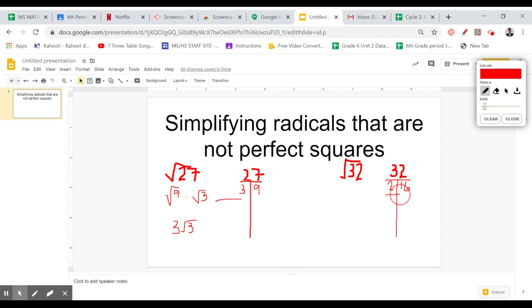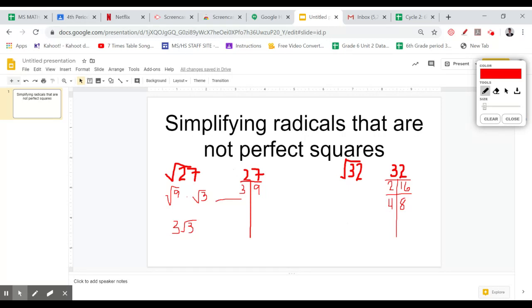If you look for other factors aside from 2, if you try 3, you cannot divide 32 by 3, so it's not a factor. So let's try 4. 4 is a factor of 32, which has to be multiplied by 8. If we try 5, it's not going to work. 6 also is not a factor. 7 is not a factor. 8 is a factor, but I'd be repeating 4 and 8. So we're just going to stop there.